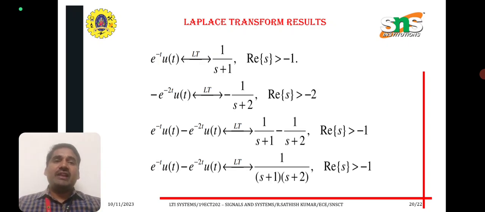Next, these are some of the Laplace transform results. E power minus t into u of t is equal to 1 by s plus 1. Minus e power minus 2t into u of t is equal to minus 1 divided by s plus 2. E power minus t into u of t minus e power minus 2t into u of t is equal to 1 divided by s plus 1 minus 1 divided by s plus 2, and we can get 1 divided by s plus 1 into s plus 2.